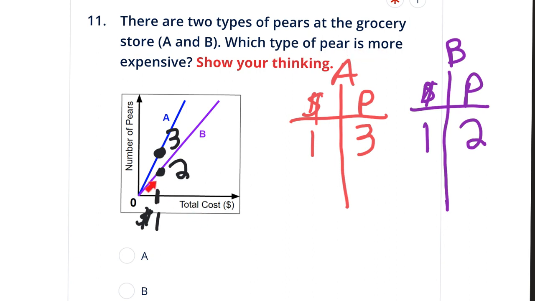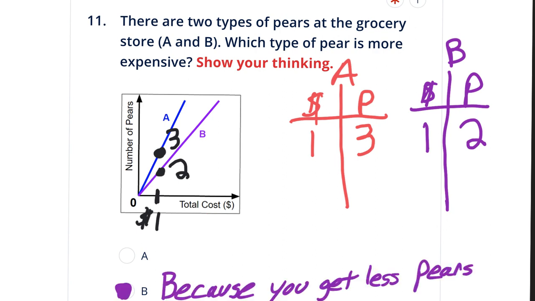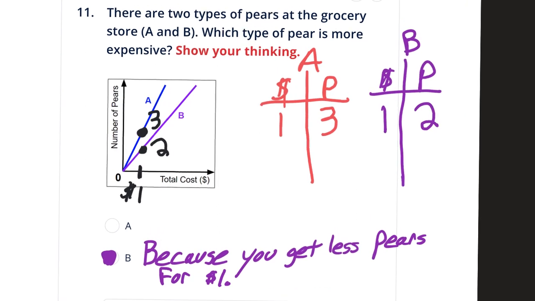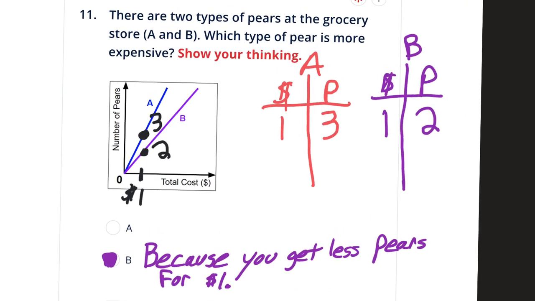That's why it's so important to look at how these are labeled. All right, so if we look at this, B is a more expensive pear because you can get less pears. You can buy less pears for $1, meaning each pear costs more because you get less of them for your $1. Where A, you can get more pears for $1, so they must be more inexpensive, the cheaper. So which one's expensive? B.